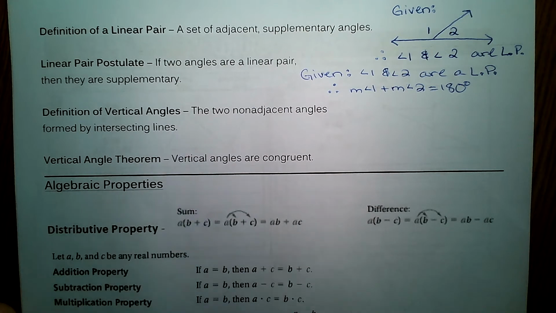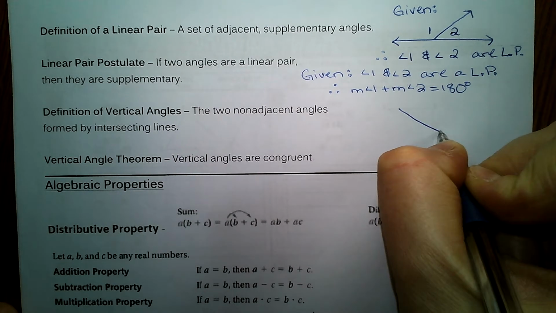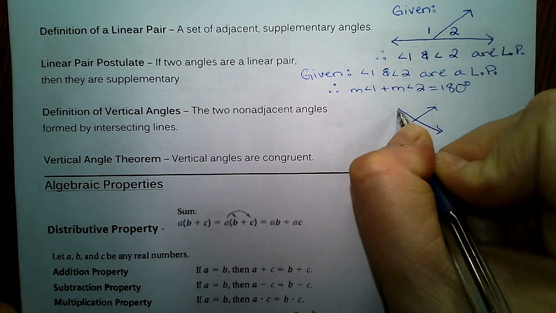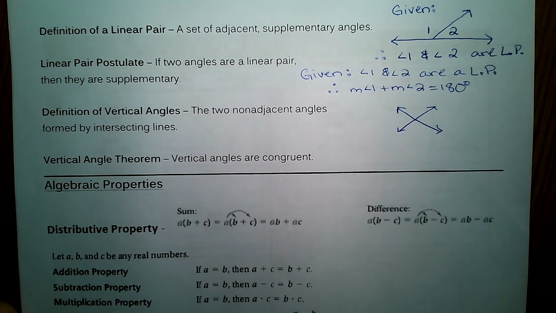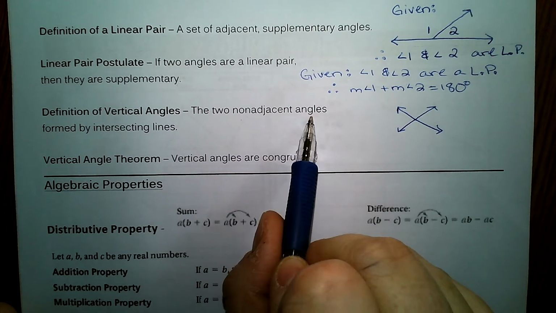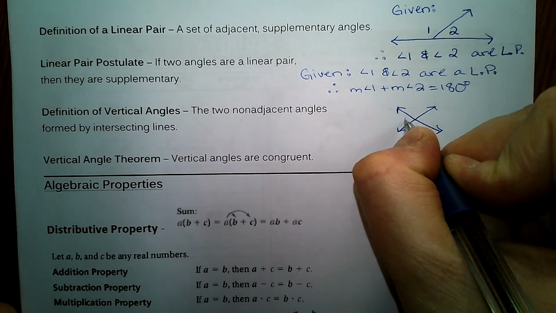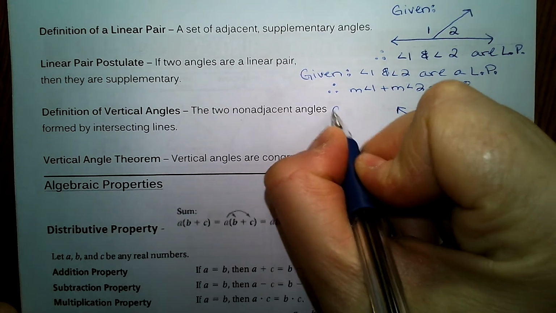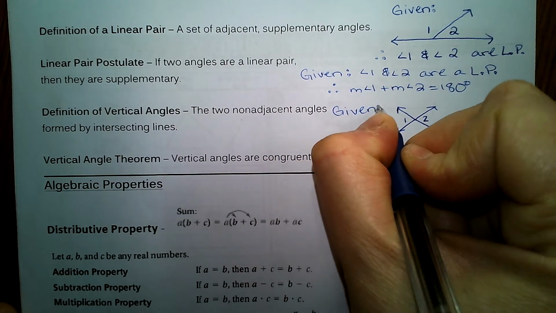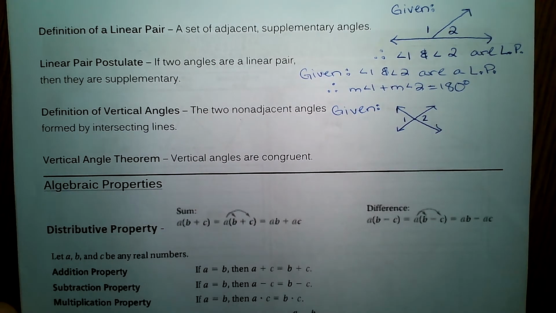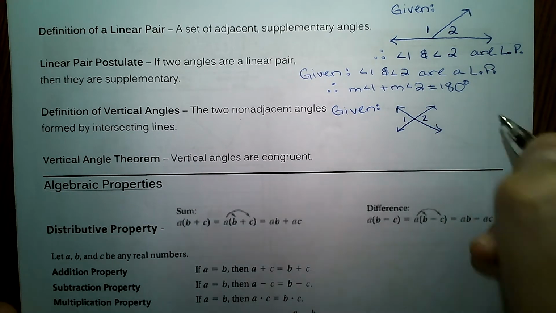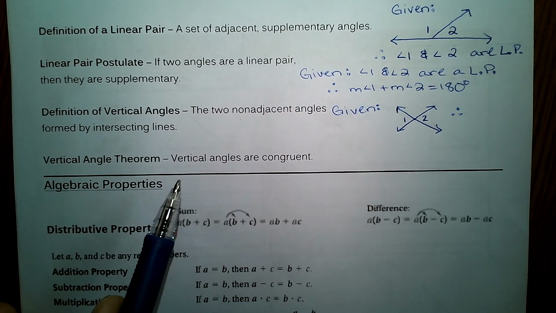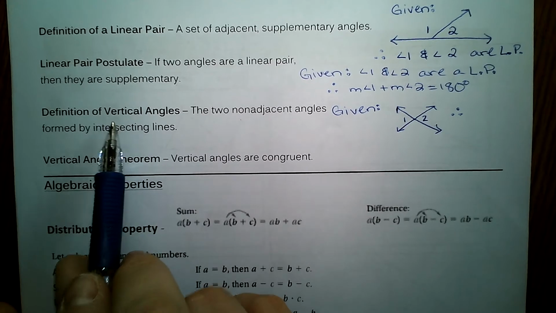Okay, so let's get a picture of intersecting lines. Okay, I'm going to go with a very simple X. And the vertical angles are the non-adjacent angles, which means they're the ones straight across from each other. I'm going to put a 1 and 2 here. So maybe this is my given. Maybe the given is just a picture. If this is the given, then I can conclude that I have a set of vertical angles. Angle 1 and angle 2 are vertical.